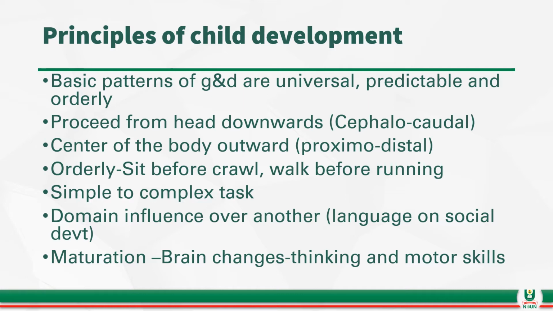It also proceeds from the center of the body outwards, what we call proximal-distal. A child's spinal cord will develop first from the center of the body before the muscles of the shoulders, the muscles of the arms, the forearms, and then the fingers. So it is orderly because a child will sit before crawling, will learn how to walk before running. They perform simple tasks before they get into complex tasks.